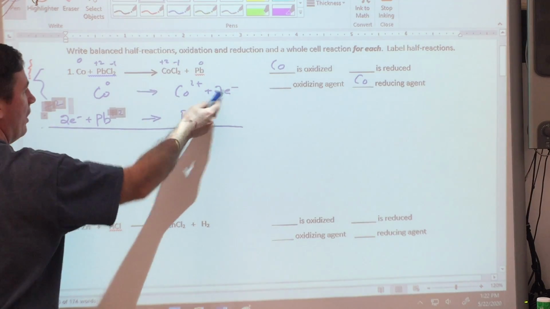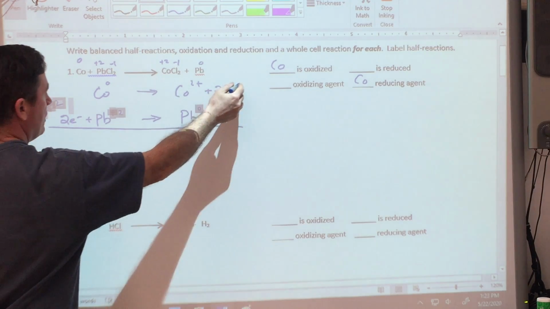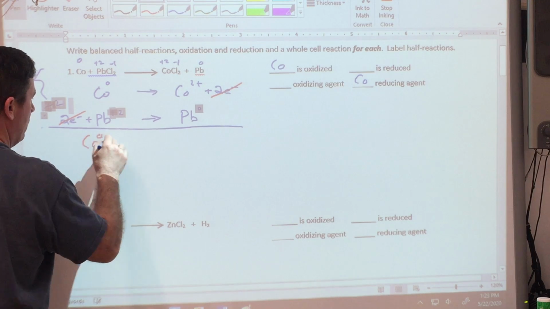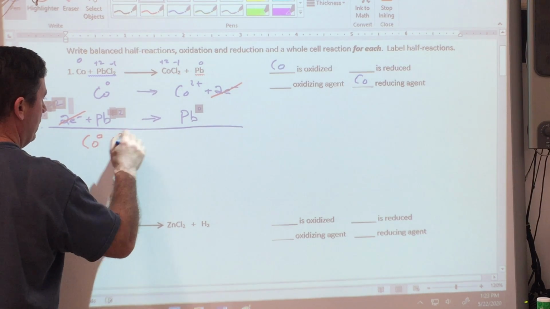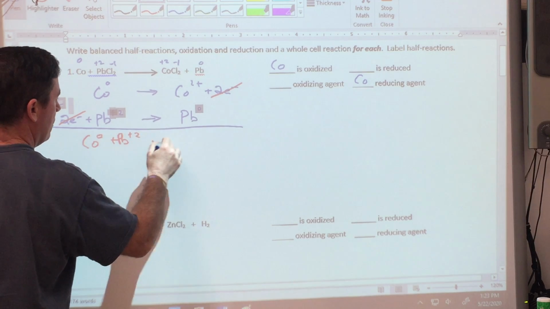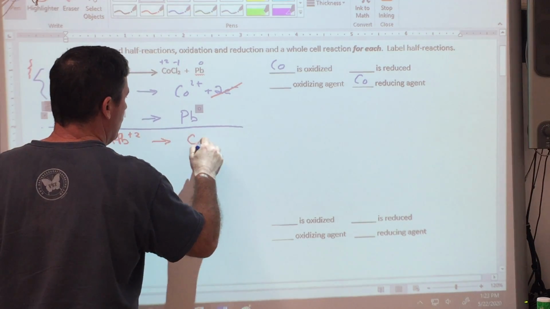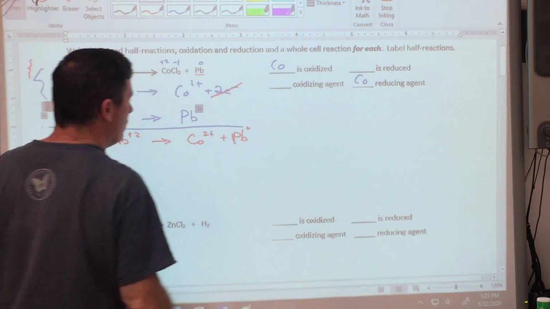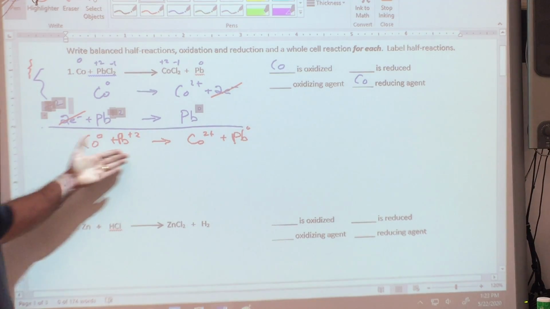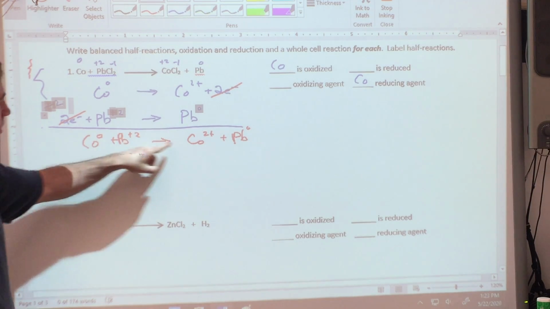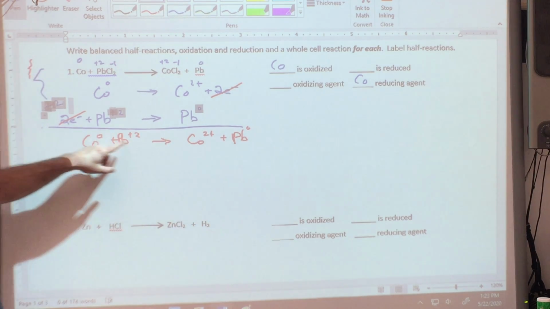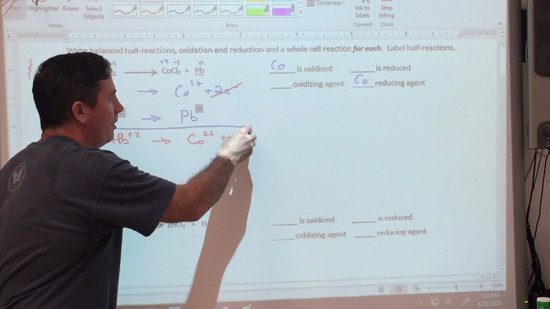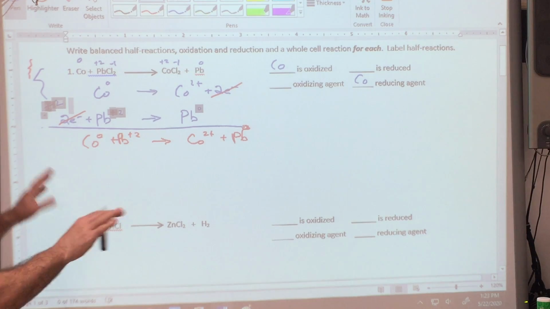Well, you see that there are electrons on the product side and electrons on the reactant side, so I can cross those right out. Here's lead 2 plus yields cobalt 2 plus lead 0. Is this balanced? 1 and 1, 1 and 1. Check. Positive 2 on this side, that's a 0. Positive 2 on this side. Done with this one.